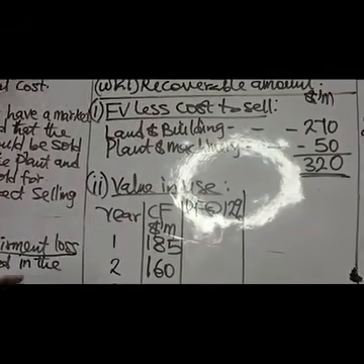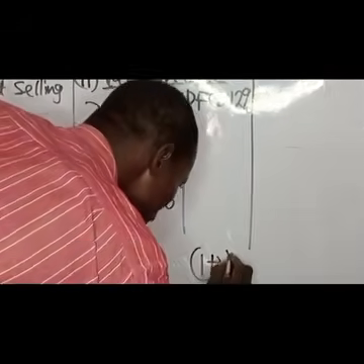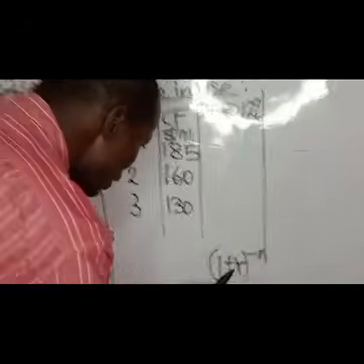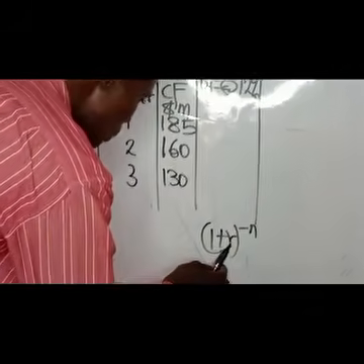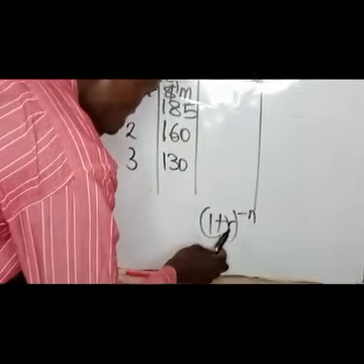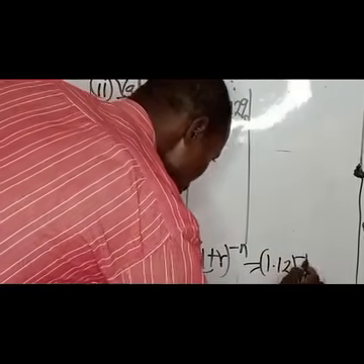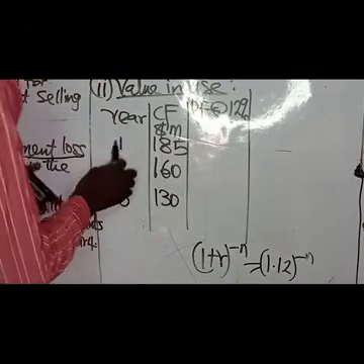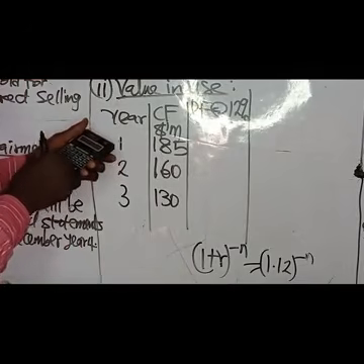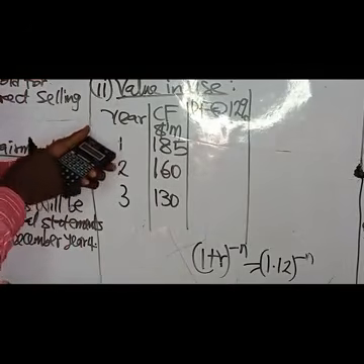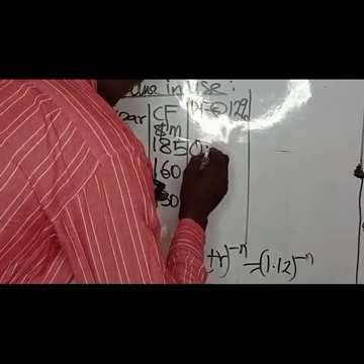So for the first year, the present value discount factor is 1 plus R, raised to power minus N. If R is 12%, rate of return of 12%, 12% is 0.12. 1 plus 0.12 will be 1.12 raised to power minus N. So for year 1, when N is 1, we have 1.12 raised to power minus 1. That gives us 0.8929.